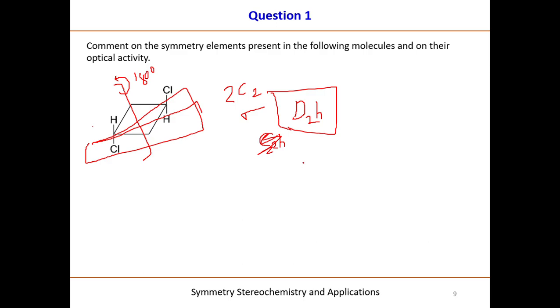Because it is an achiral point group and a plane of symmetry is present, the molecule will become symmetric, achiral and optically inactive. An optically inactive molecule, correct?